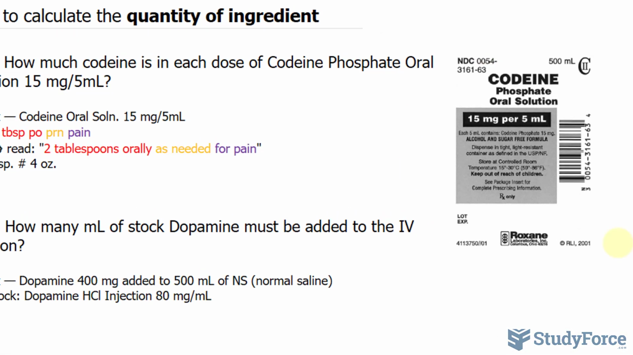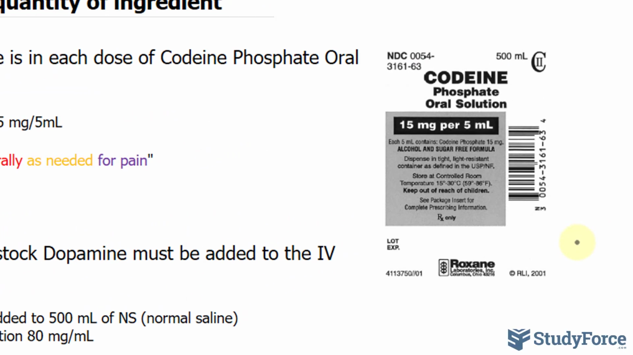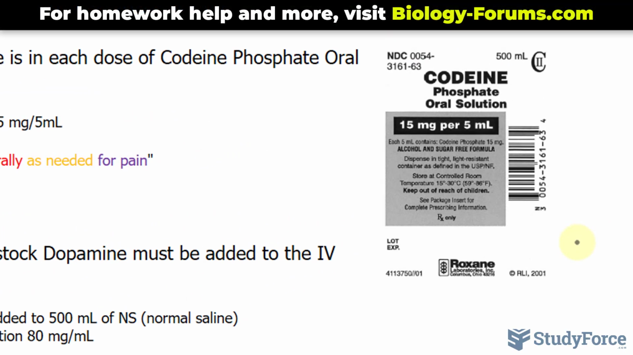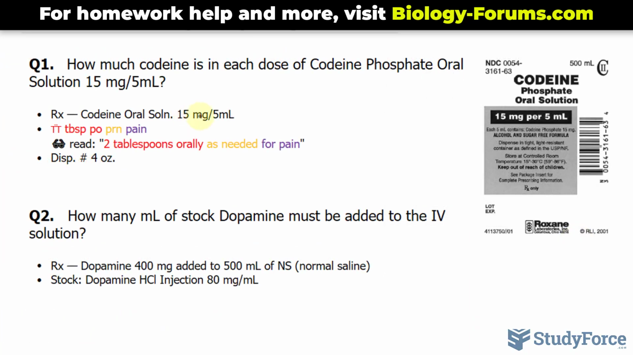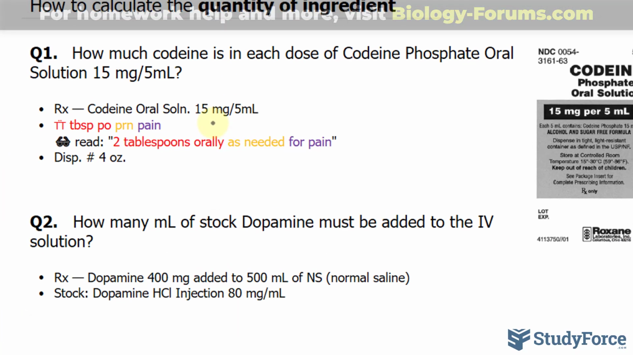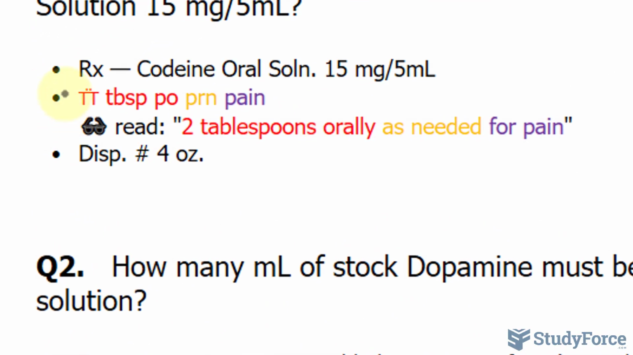The label is shown right here, and in case you're curious, codeine phosphate is a sedative commonly used as a painkiller. According to the prescription, the strength is 15 milligrams per 5 milliliters. And over here it reads 2, this symbol represents 2, tablespoons orally, PO is orally, PRN is as needed for pain. And over here is the amount that we are expected to dispense, which is 4 ounces.